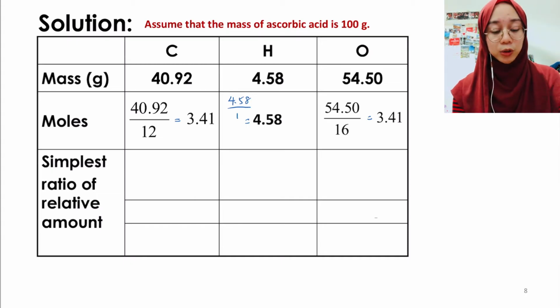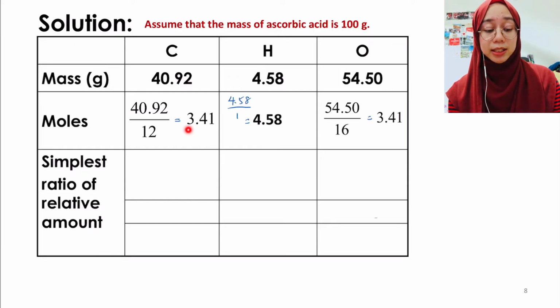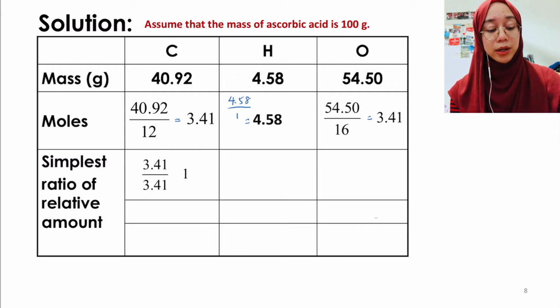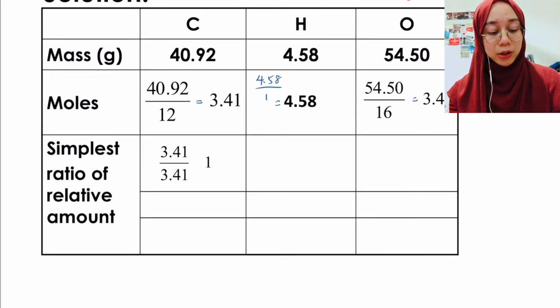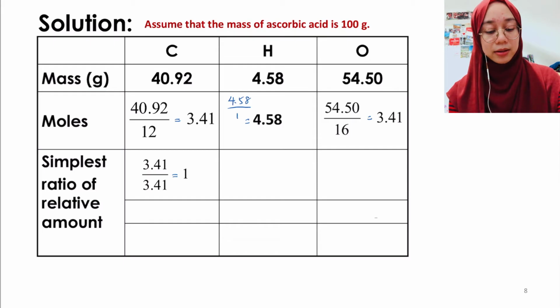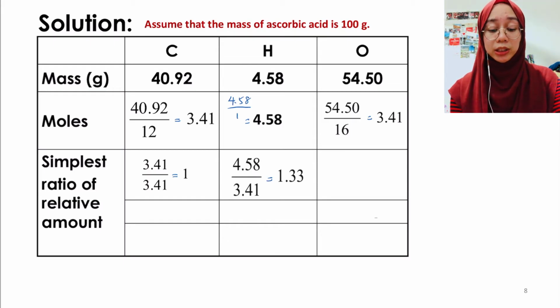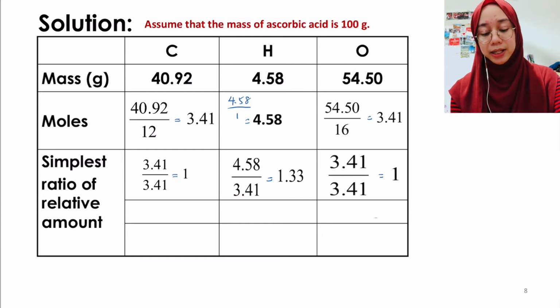And then the simplest ratio. Tadi kita cari the smallest mole kan. So, in this case, the smallest mole is both carbon dengan oxygen lah. So, tak apalah, ambil lah mana-mana. So, 3.41. So, again, show your calculation then. 3.41 divided by 3.41, you will get 1. 4.58 divided by 3.41, you get 1.33. And then oxygen dapat 1 jugalah. Okay, sama macam carbon tadi.